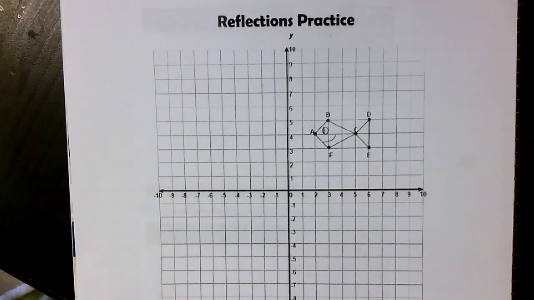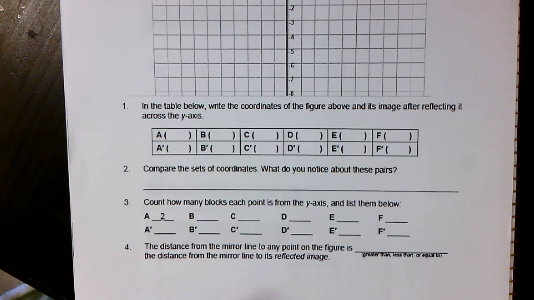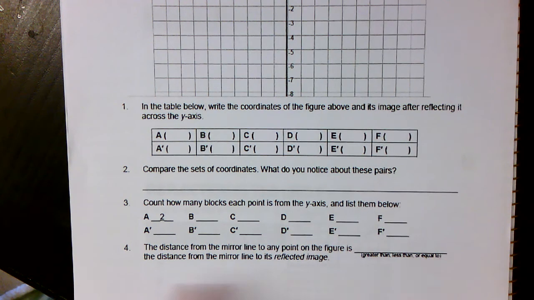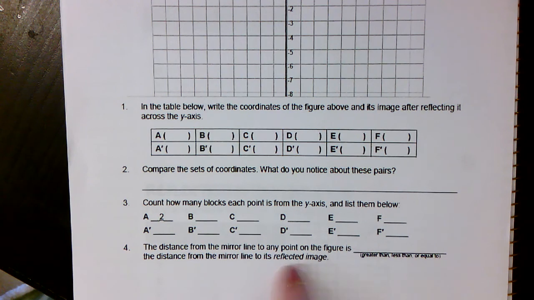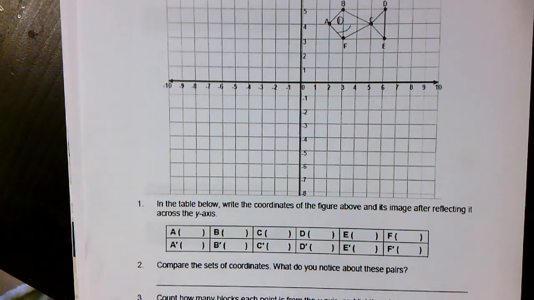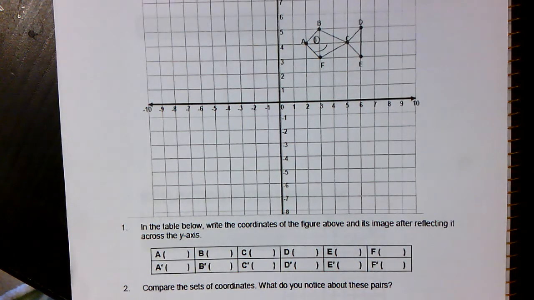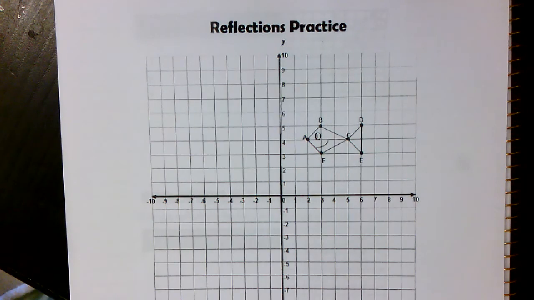And then the last question it asks is the distance from the mirror line to any point on the figure is greater than, less than, or equal to the distance from the mirror line to its reflected image. So think about that, answer that properly, and that's your worksheet for today. So not only do you have to fill these notes out and finish that last question, but I want you to get this worksheet completed as well. Good luck, guys.